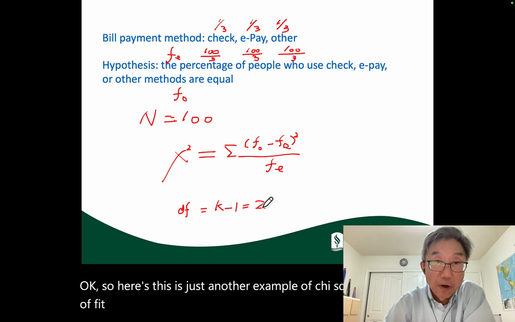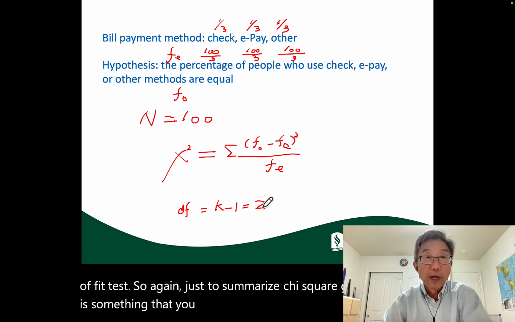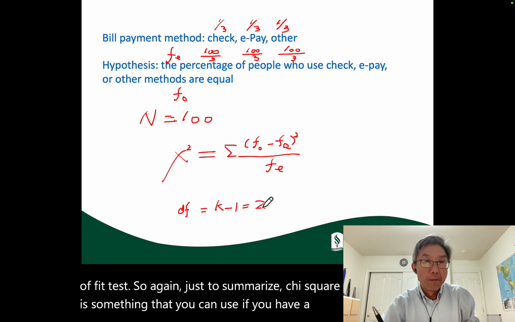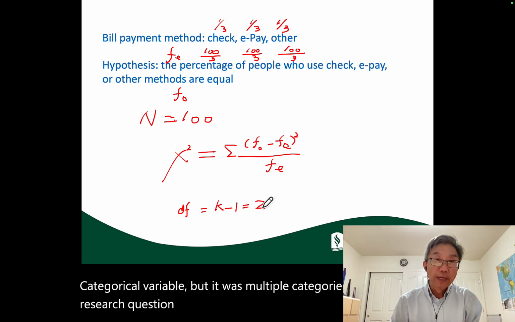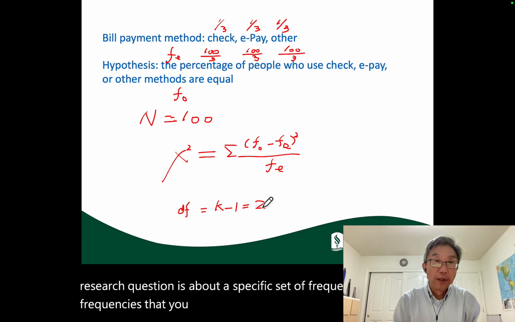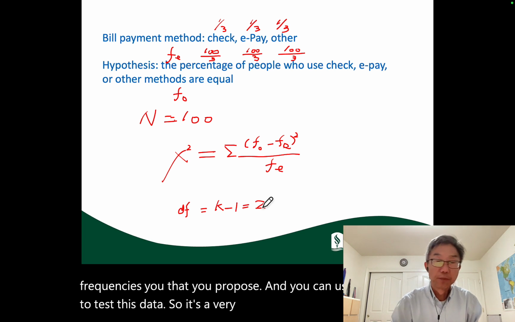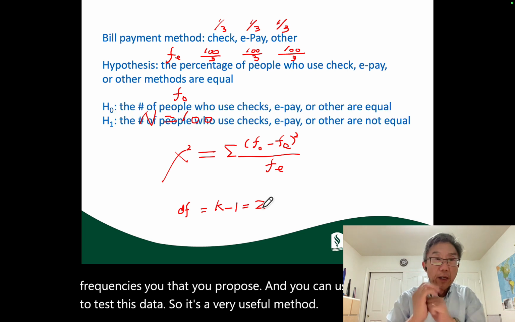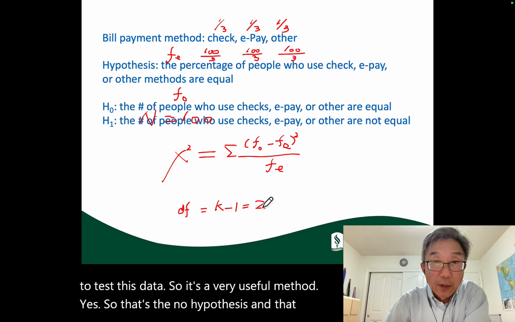So again, just to summarize, chi-square goodness of fit test is something that you can use if you have a single categorical variable, but with multiple categories. And your basic research question is about a specific set of frequencies or relative frequencies that you propose. And you can use this equation to test this data. So it's a very useful method. Yes, so that's the null hypothesis, and that is the alternative hypothesis.